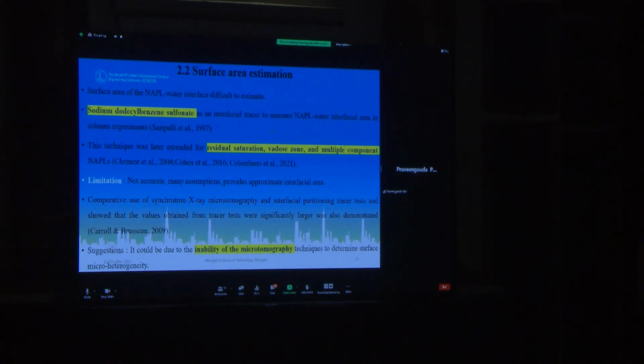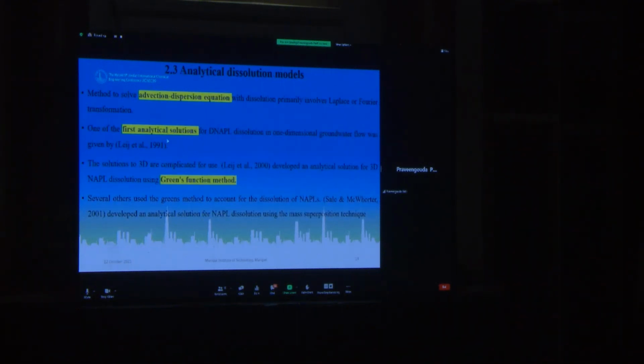What are the limitations? They are not accurate. Many assumptions are made, so it provides only an approximate interfacial area. Compared to the use of synchrotron X-ray microtomography and the interfacial partitioning tracer test, it showed that the values obtained from the tracer test are significantly larger. Suggestions are that this could be due to the inability of microtomography techniques.